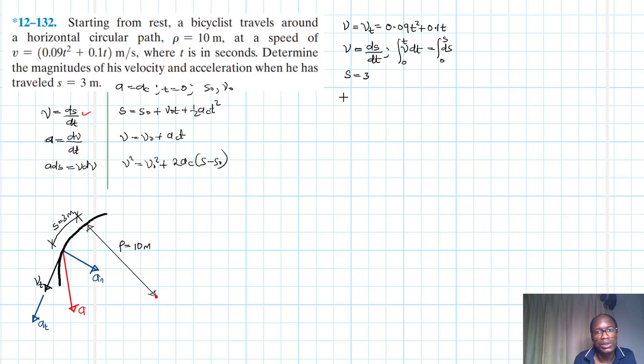So let's write it down now. We write down the actual function, 0.09 t squared plus 0.1 t, dt, integrating from 0 to t, and this is equal to the integral from 0 to 3 of ds. This becomes 0.09 t to the power 3 divided by 3, plus 0.1 t to the power 2 divided by 2, and this is equal to 3.